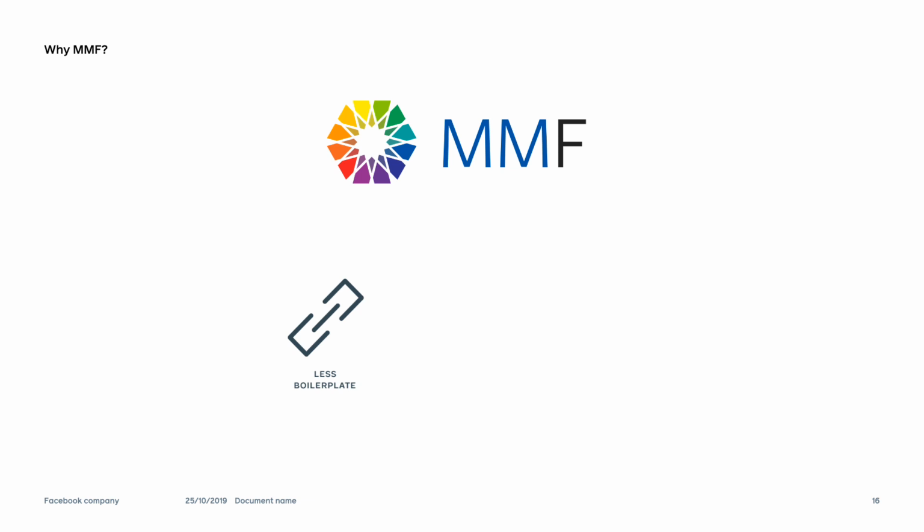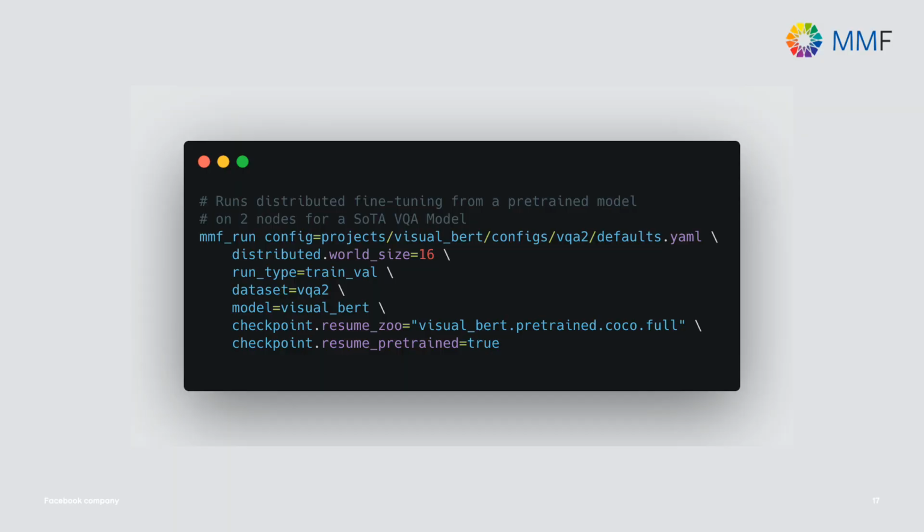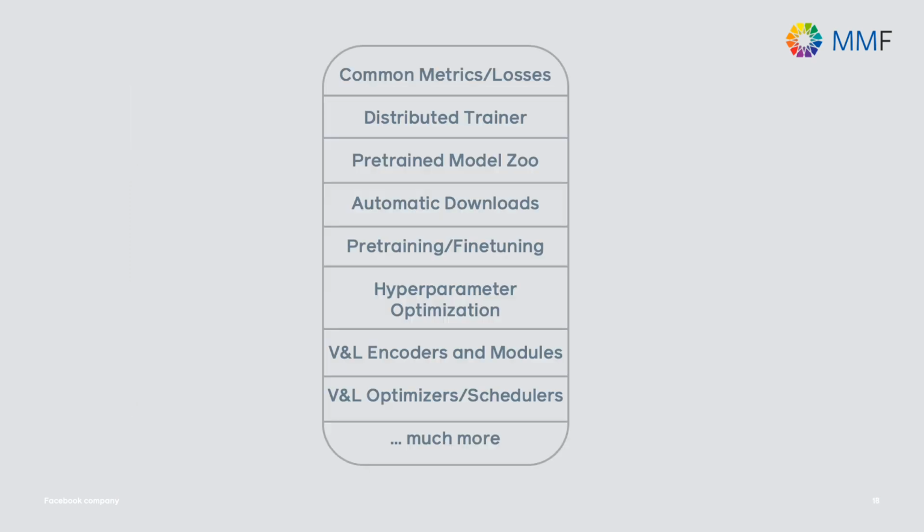So why would you want to use MMF? What are the major reasons? First of all, MMF involves less boilerplate. What do I mean by that? Running a distributed fine-tuning from a pre-trained model on two nodes from a SOTA model involves just this much code: specifying your world size, which config you want to run, the dataset, the model, and which particular zoo model you want to resume from. You have to only specify these few options. Everything is configurable, so everything from distributed support to configuration to checkpointing to early stopping has already been configured for you.